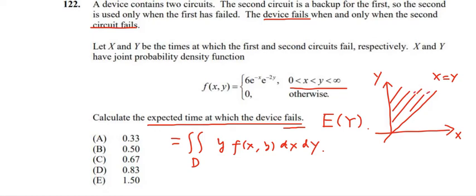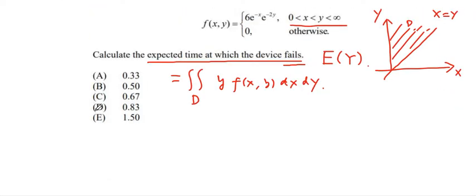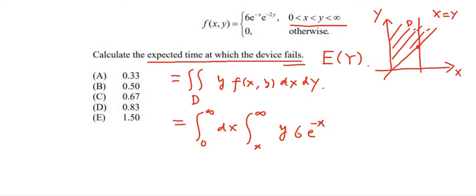This is D. So we can determine x from 0 to infinity, dx. Once we determine x, y goes from x to infinity, dy. Here we plug in y times the density function, e to the negative x minus 2y, dy.